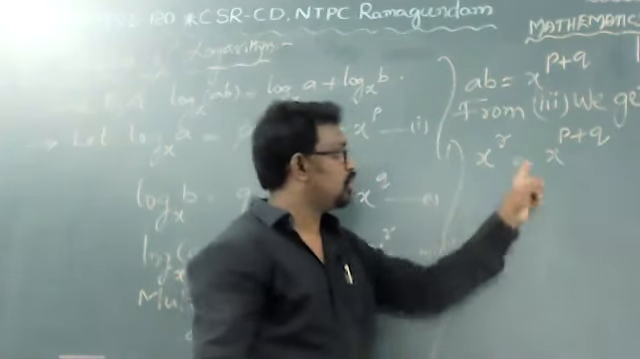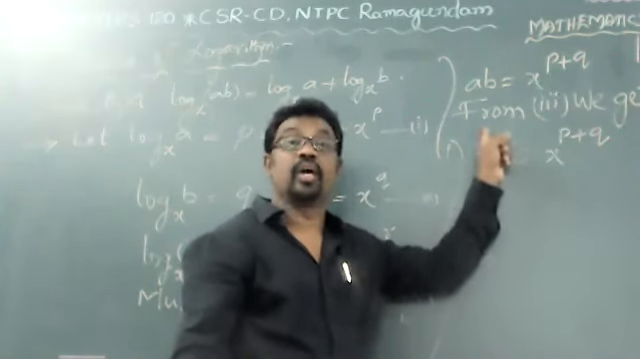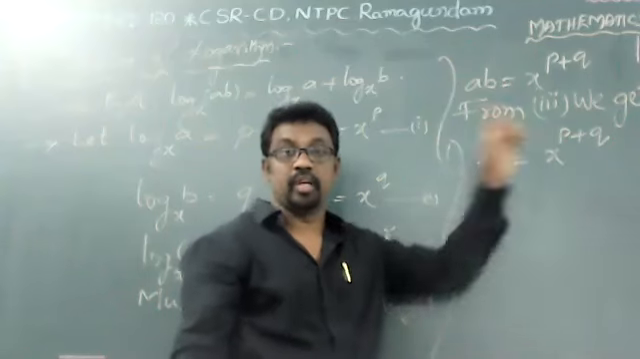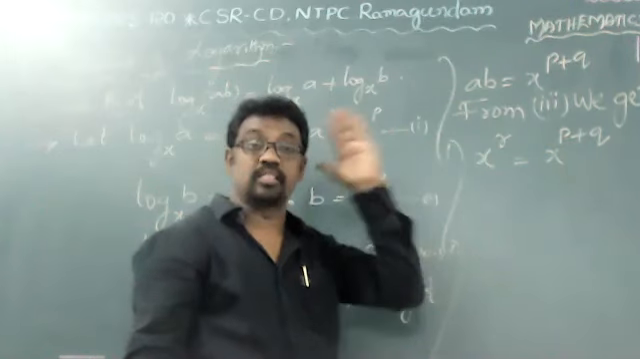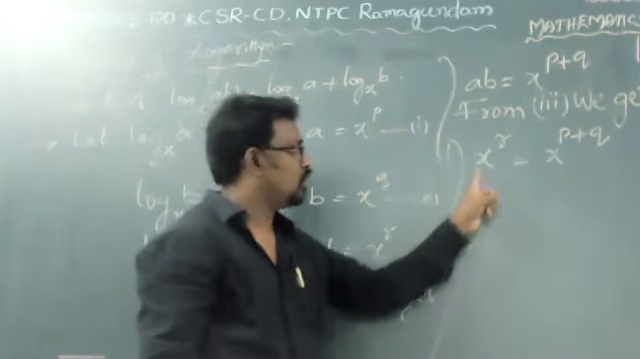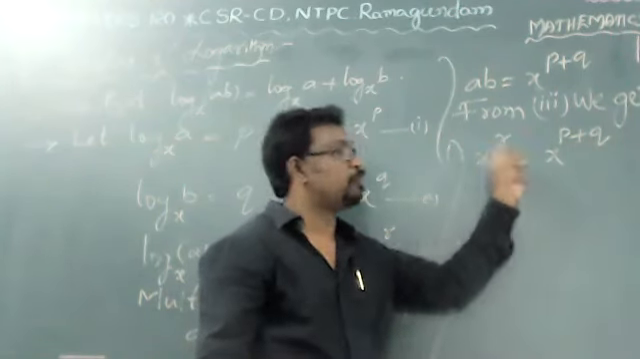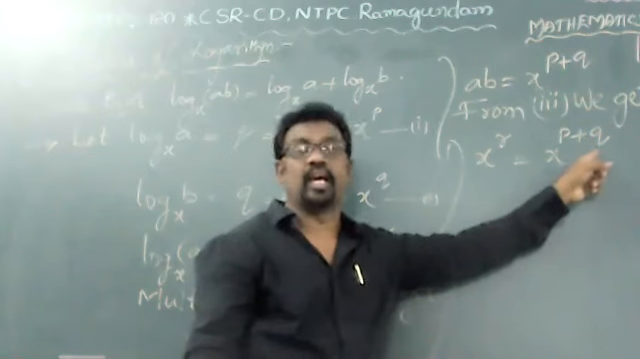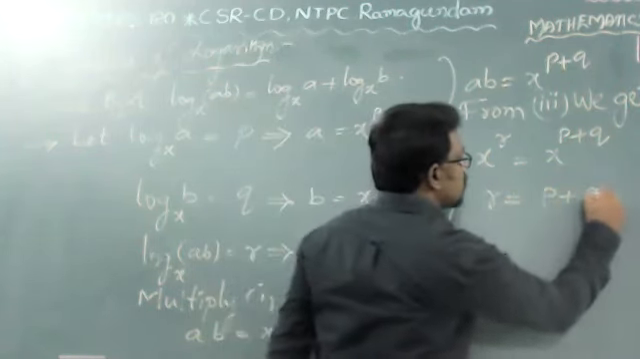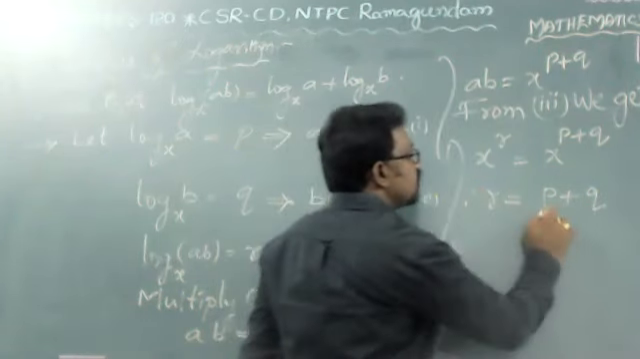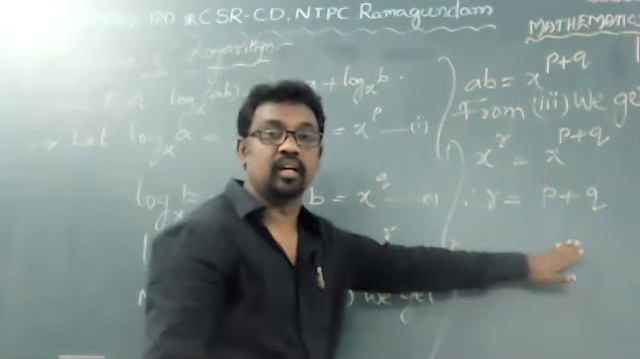Since again the bases are equal and the equal-to symbol is there, you can equalize the powers in exponential form. We are already learning this from 6th standard onwards. When the bases are equal, then we have to equalize the powers. So what do you get here? r is equal to p plus q. You got this result.